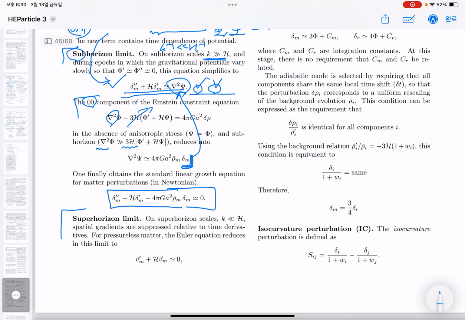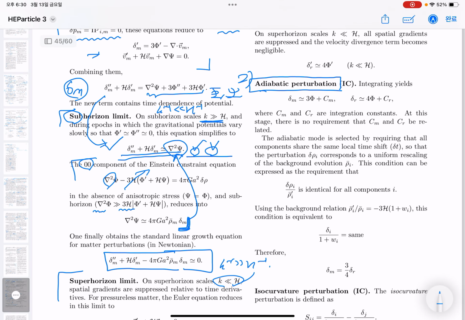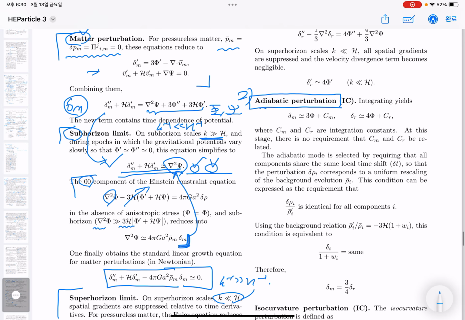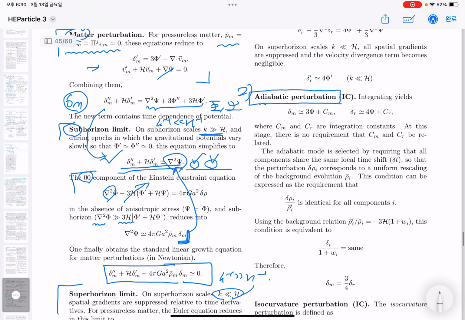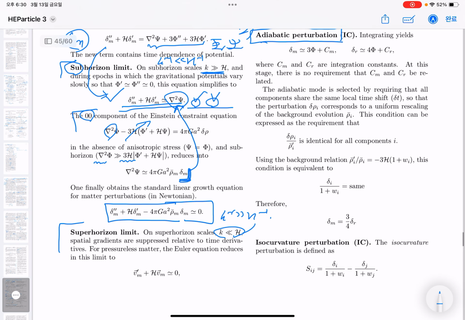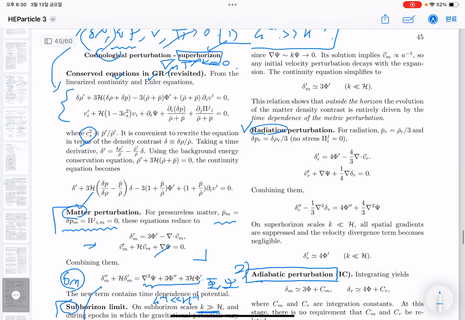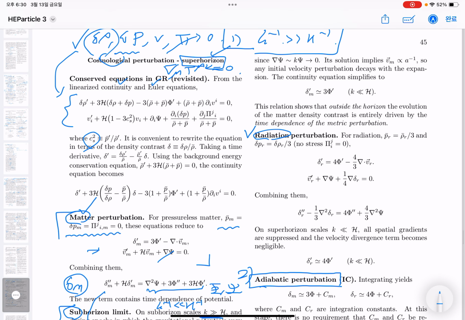Now let's turn our focus to the superhorizon limit, where the distance scale is larger than the Hubble inverse, so equivalently the k mode is much smaller than the Hubble scale. Then the spatial gradient is strongly suppressed compared to the time derivative, so that we can ignore all the gradient terms. For example, in the Euler equation, we can remove the del psi. Then the solutions are simplified.